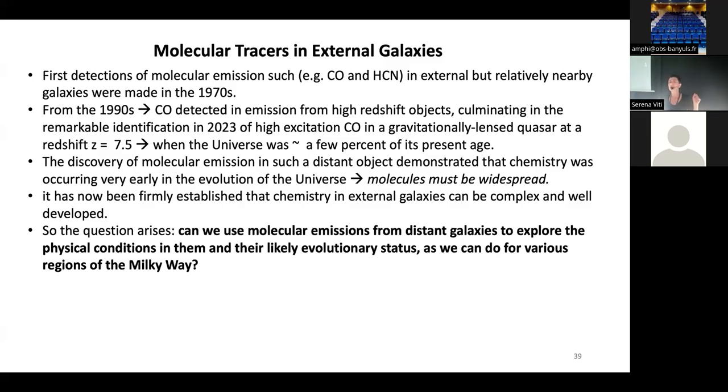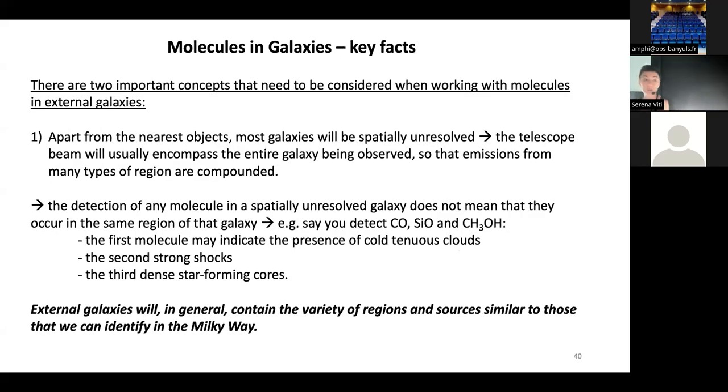I have a feeling that there is one at 8 now. I don't remember. But in any case, this is remarkable, really, because at these redshifts, we were at a point where the universe was just a few percent of its present age. What this means is that molecules are very early on part of our history. So they're really, really everywhere. So can we use these molecules to understand galaxies nearby and far away, as well as we can understand regions in our own galaxy, in the Milky Way?